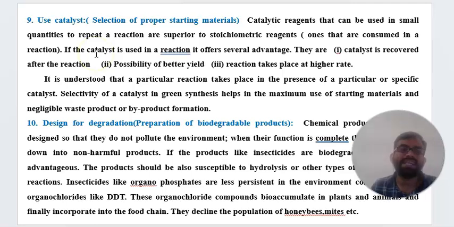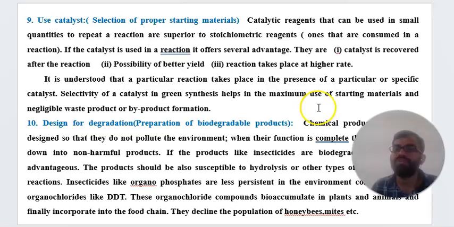Now coming to the ninth principle, selection of proper starting materials, that is, catalysis. A catalyst reagent can be used in small quantities to repeat the reaction, as opposed to stoichiometric reagents, which are consumed in the reaction. If a catalyst is used in a reaction, it offers several advantages. The catalyst can be recovered after the reaction, with the possibility of better yield. The reaction also takes place at a higher rate. So what is the main concept here?